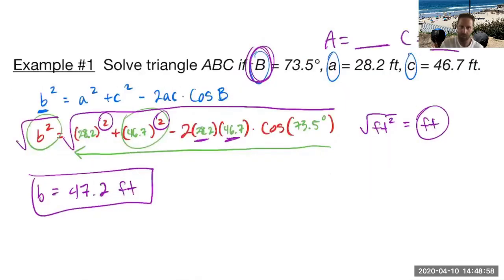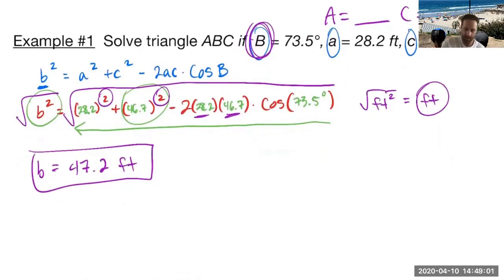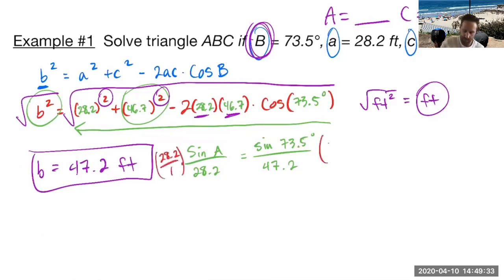All right, so going back real quick to our law of sines, hopefully you remember it by now. Since we're trying to find angles, we will take the sine of angle A over little a, which is 28.2 feet. And I will put it over the sine of angle B, which was the one and only angle we were given, over what we had to find using our law of cosines, side B, 47.2. And like we've done multiple times, we will now get rid of that 28.2 on the bottom by multiplying both sides by that to cancel it out and get the sine of angle A.